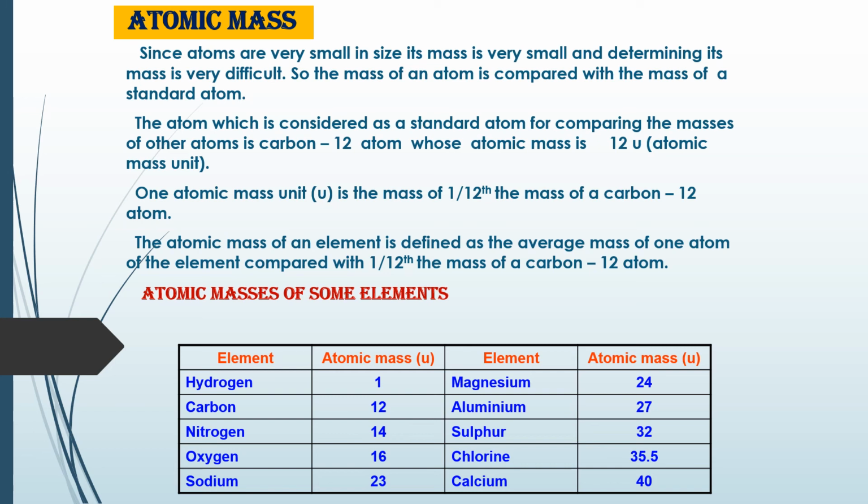The atomic mass of an element is defined as the average mass of an atom of an element compared with 1 by 12th the mass of carbon 12 atom. So atomic masses of some of the elements are given below. There is no necessity to learn the atomic masses by heart. When a problem or a concept is given, usually the atomic masses are given to you. They are also available in the logarithmic tables. So atomic masses need not be learned by heart.